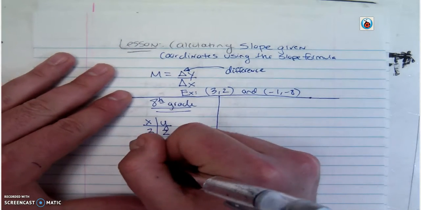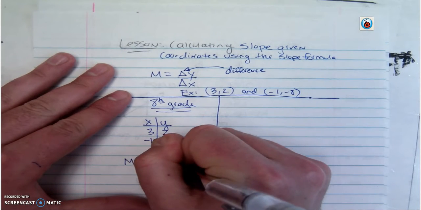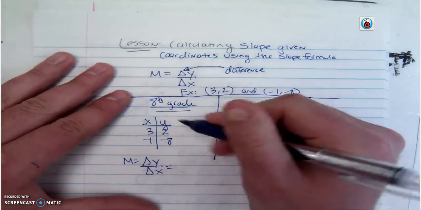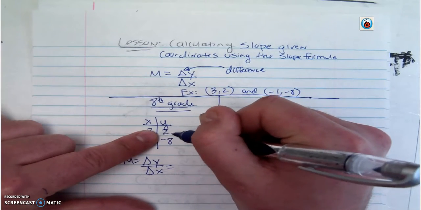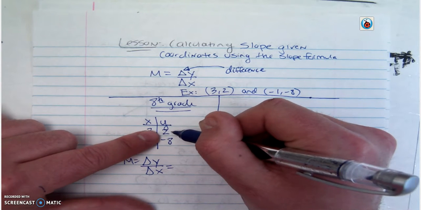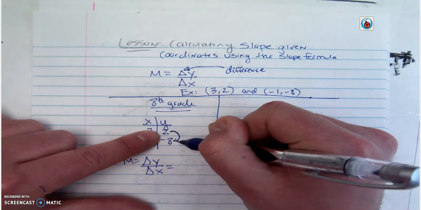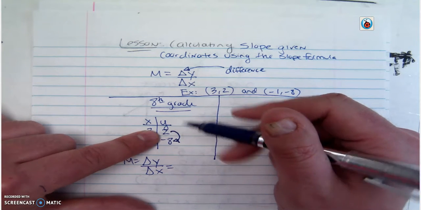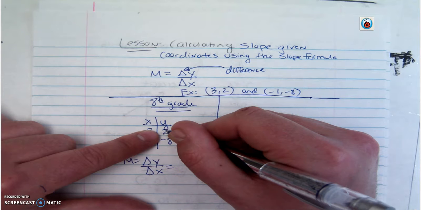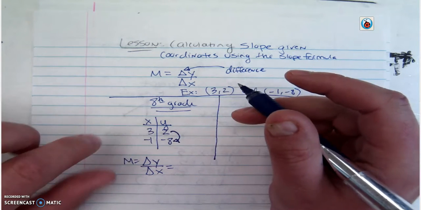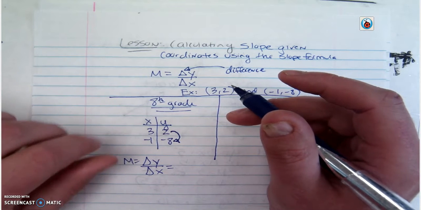The formula tells us that we need to find the difference in the y's and divide that by the difference in the x's. So we're going to begin by looking at the y column, just the y coordinates. What is the difference between 2 and -8? If we think about a number line, how do we get from +2 down to -8? How far away is that? And are we moving in the positive direction or the negative?